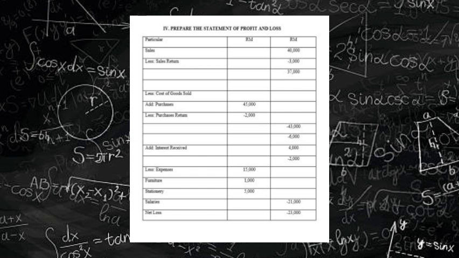Lastly, less expenses. Furniture 15,000. Stationery 1,000. Salary 5,000. Total minus 21,000. Net loss minus 23,000.